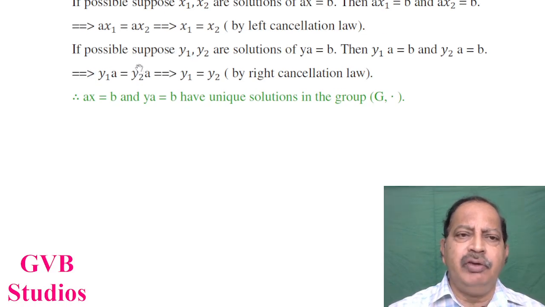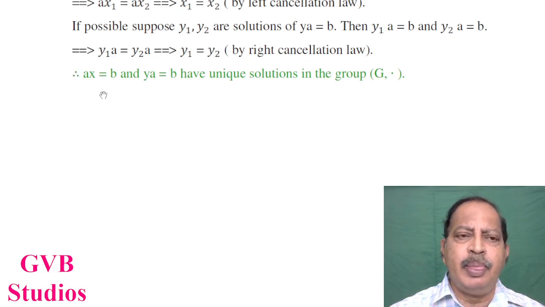Next, if possible, suppose y1, y2 are solutions of the equation ya equal to b. Then we get y1a is equal to b and y2a is equal to b. Here it is b, here it is b, so these two must be equal. So I will write y1a is equal to y2a. Again we can cancel the right side a, so we get y1 is equal to y2 by the right cancellation law. Here also we supposed y1 and y2 are two solutions of the equation ya equal to b, and we arrived that y1 is equal to y2. So there is only one solution for the equation ya equal to b.